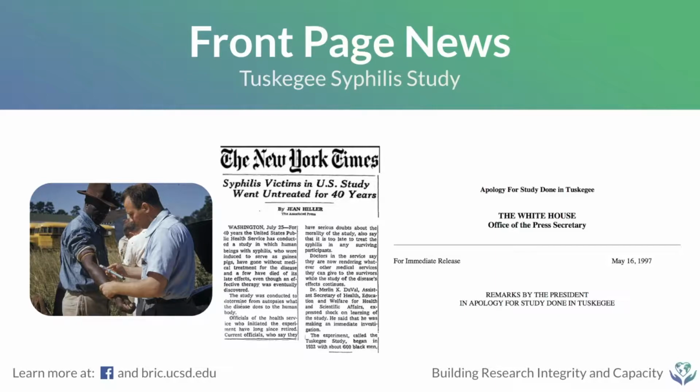This study, as well as other harmful research studies, prompted the development of regulations to protect human participants in research. In July 1974, the National Research Act was passed, and federal regulations to protect participants were established. Now, all human research conducted with federal funds must follow these regulations. It wasn't until 1997 when President Bill Clinton formally apologized to the victims on behalf of the nation.